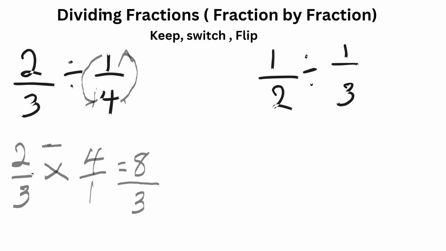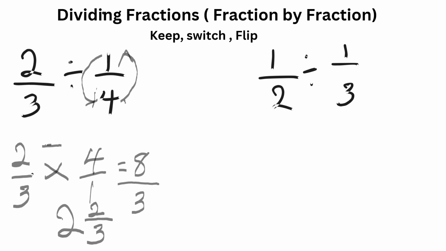So this is an improper fraction, and we always have to simplify or change our improper fraction to a mixed number. So how do we do that? 8 divided by 3, 3 goes into 8 2 times, with a remainder of 2. Then our denominator stays the same. You might want to check our video on how to change an improper fraction to a mixed number.